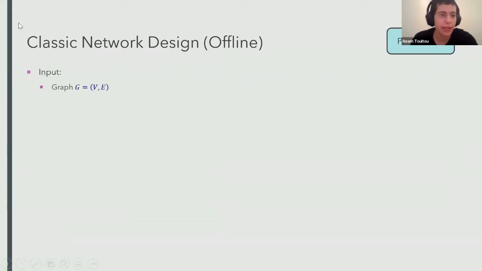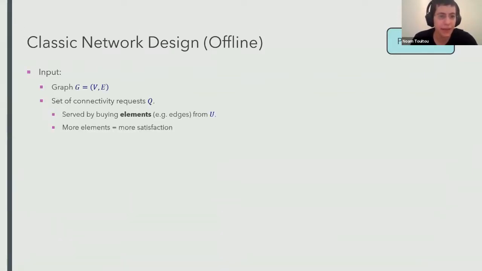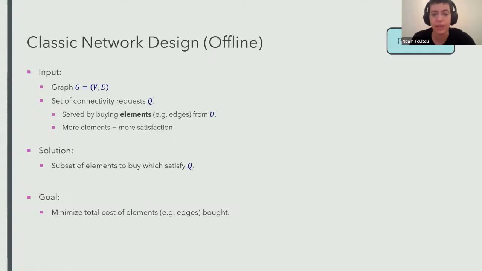In such problems, you are given as input some graph. You are also given a set of connectivity requests Q. And in order to serve a connectivity request, one has to buy elements from some universe of elements. So elements are some purchasable component. Usually it's something like edges or nodes of the graph. And the more elements you buy, the more satisfied requests you can possibly have. A solution is therefore some subset of elements to buy, which satisfy all requests in Q. And the goal is to minimize the total cost of elements in that solution that you return.